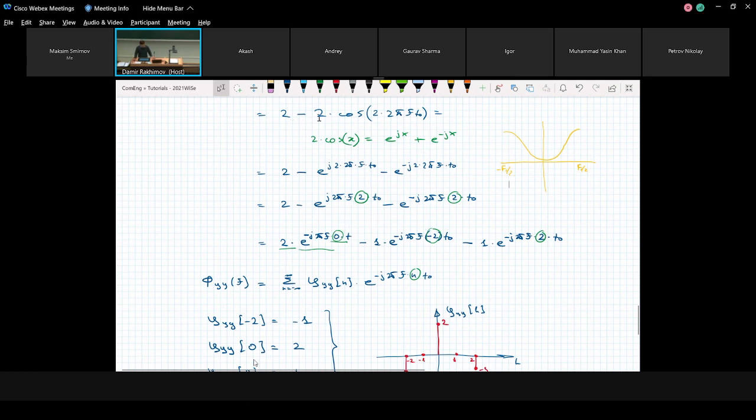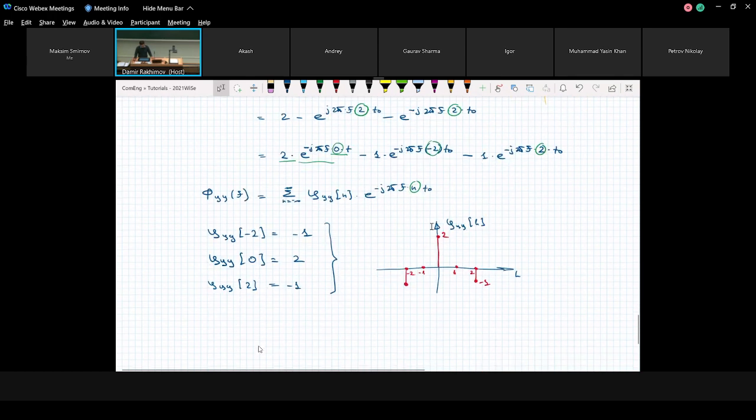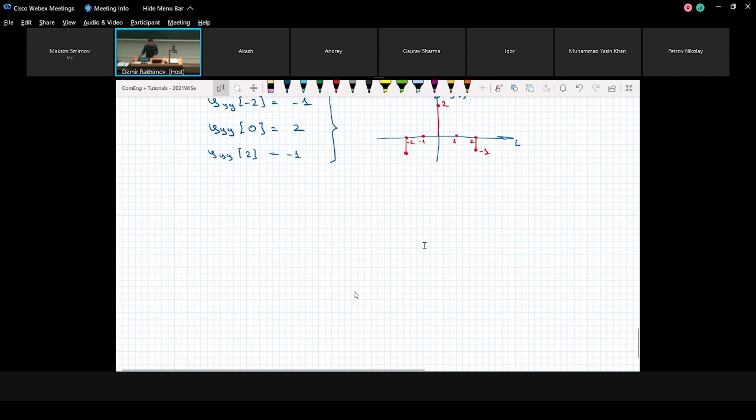And then we found the autocorrelation function by calculating the inverse transform, and this is how the autocorrelation function looks. This was what we did last time. Any questions?